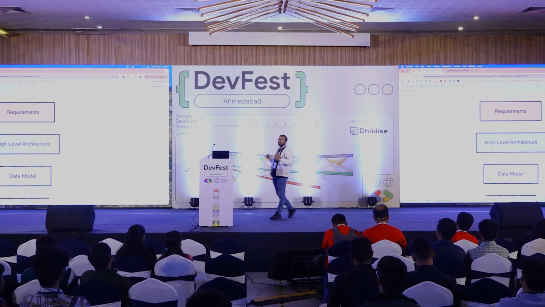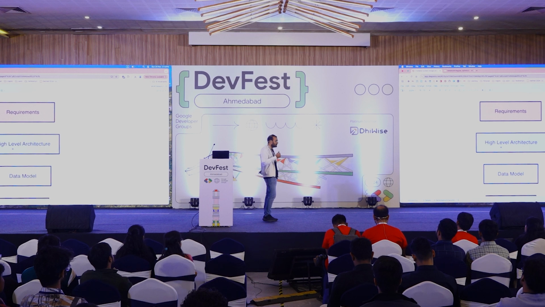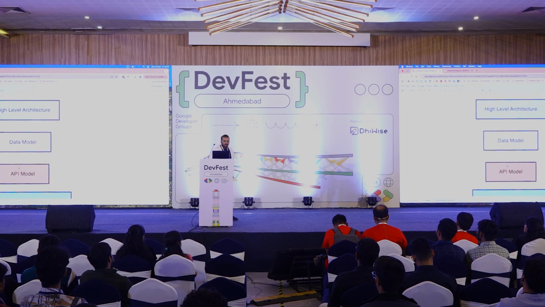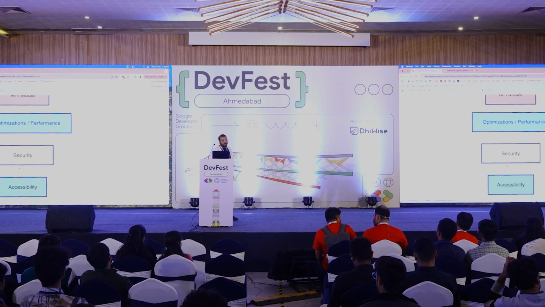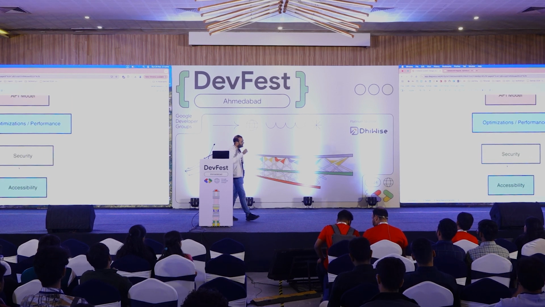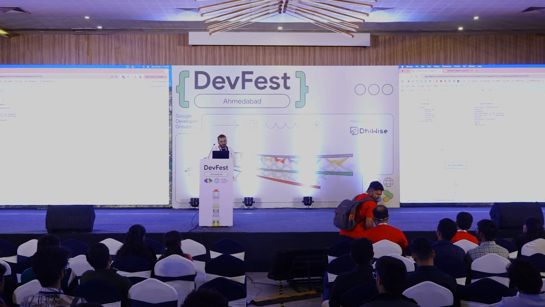What does that mean? You also try to relate based on what system you are targeting in your mind. So at a high level, we will be discussing requirements. Second thing is we will be discussing high level architecture, what we want to support. Third one being data model, how we want to fetch the data and all, architecture wise. API model, optimization, performance, security, accessibility. I'll be discussing optimization and performance in detail, so don't worry about it. But then we will go a little quick on this one, right?